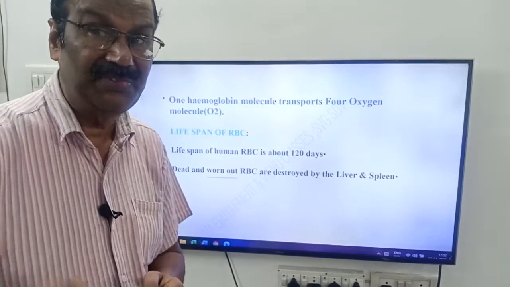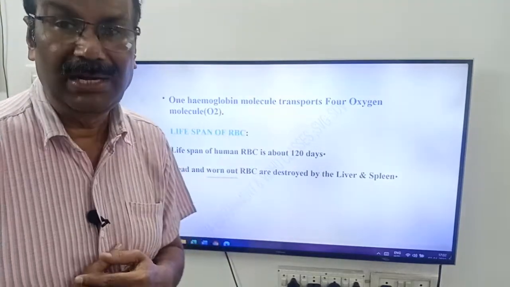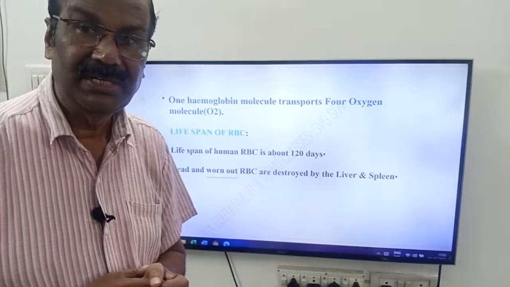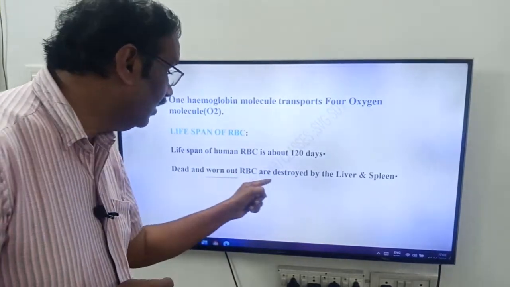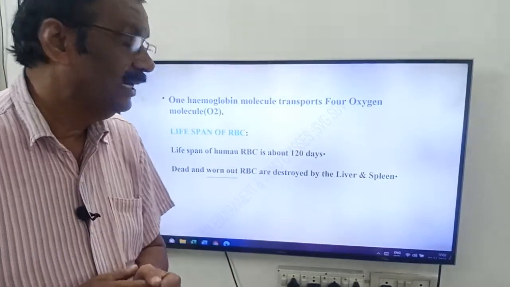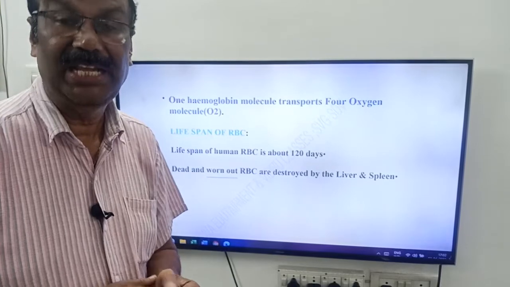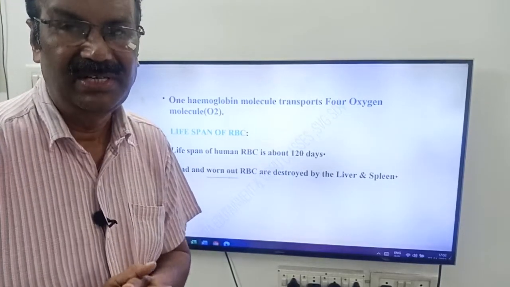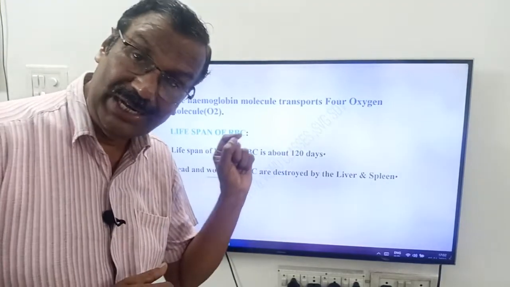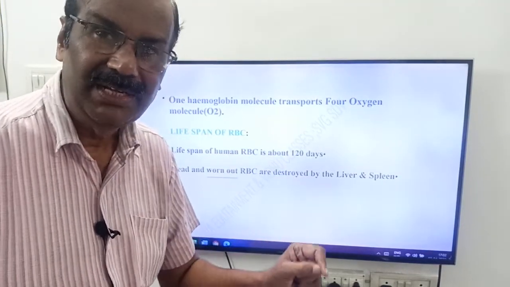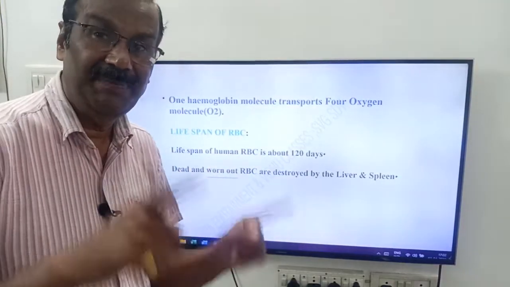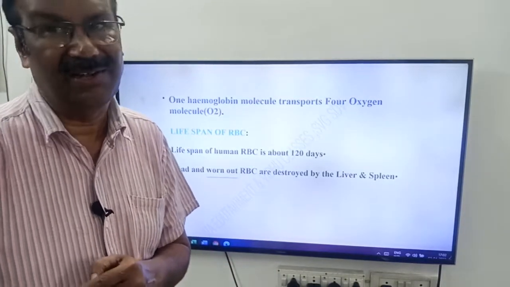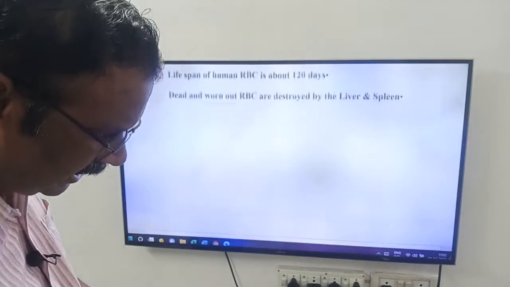So liver and spleen, see friends, they are temporary hemopoietic organs. They are also helping in what, friends? They are hemopoietic organs as well as hemolytic organs, friends. Liver and spleen help in the production of RBC, and they help in the eradication of RBC. So they are also called hemolytic organs. Okay friends, that is about the RBC.